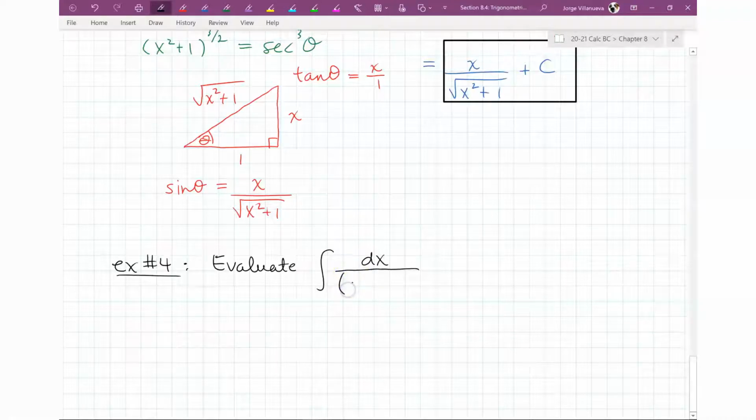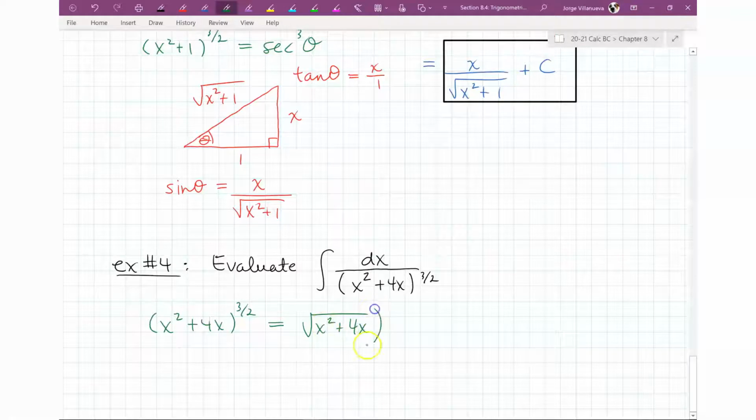So this is going to be x squared plus 4x to the 3 halves. Now remember, x squared plus 4x to the 3/2 is the same as the square root of x squared plus 4x to the 3rd. But I want you to notice this is my u term. u is equal to x. But my a term cannot be 4x. My a term is just supposed to be a constant.